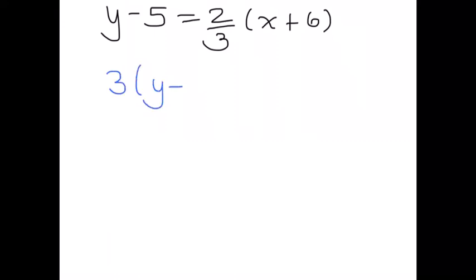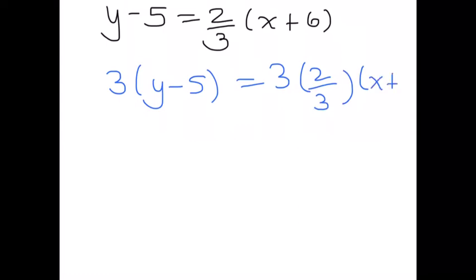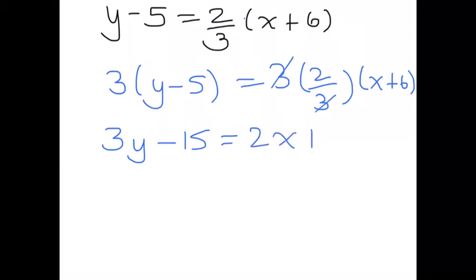So if we multiply this side by 3, we get 3 bracket y minus 5 equals 3 times 2/3 times x plus 6. Now remember, these two are multiplying, so you don't have to have a separate 3 for the x plus 6 because when you cancel, it simplifies quite nicely. So on this side you get 3y minus 15 equals 2x plus 12. Well, it's 6 of one, half a dozen of the other. Let's do general first because we already have our 2x positive. So we get 2x minus 3y plus 27 equals 0.